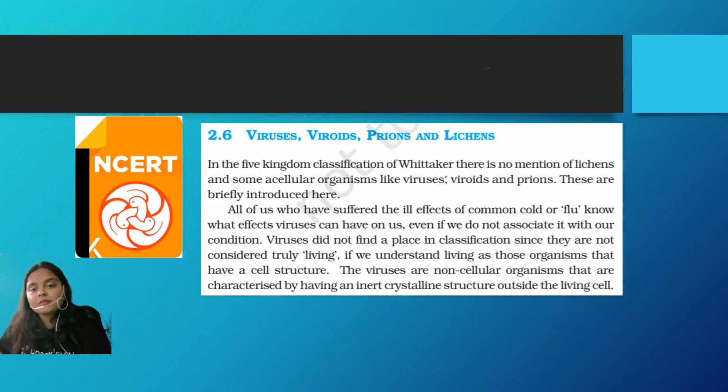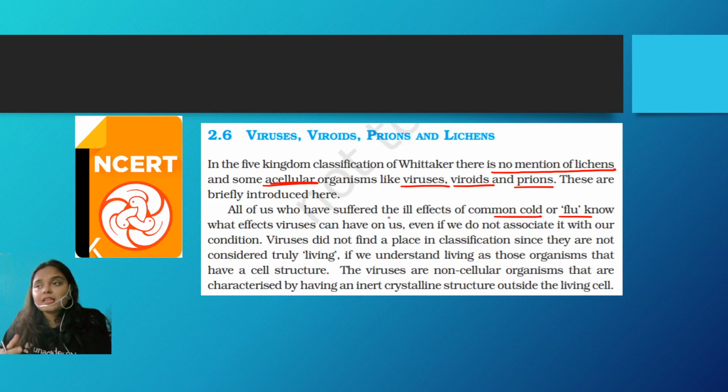So, in the five kingdom classification of Whittaker, there is no mention of lichens and some acellular organisms like viruses, viroids, and prions. These are briefly introduced here. All of us who have suffered the ill effects of common cold or flu know what effect viruses can have on us. Even now, we have seen the lockdown in the entire world, and that too because of the virus. So now we know the potential of the viruses, right? So even if we do not associate with our condition, viruses did not find a place in classification because they are not considered truly living.